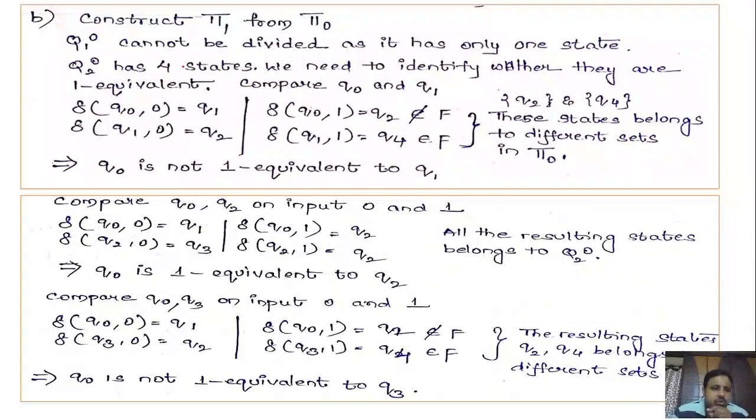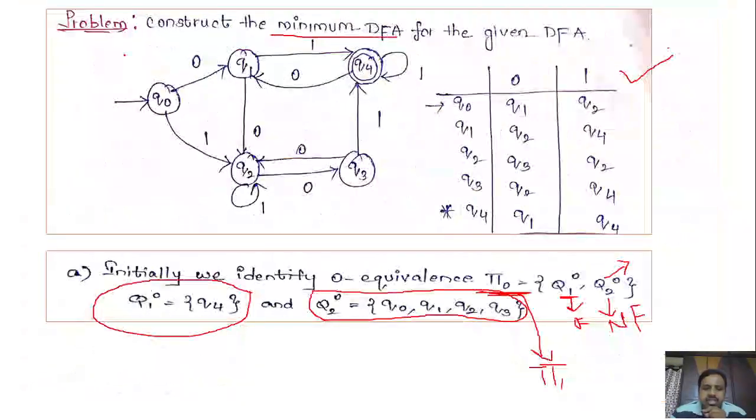So step 2, or B, is construct pi 1 from pi naught. We have to check the equivalence of the states. Here you could see we have two state sets: one is q4 and another one is q0, q1, q2, q3. We have to take each set and check the states for the property of distinguishable or indistinguishable.